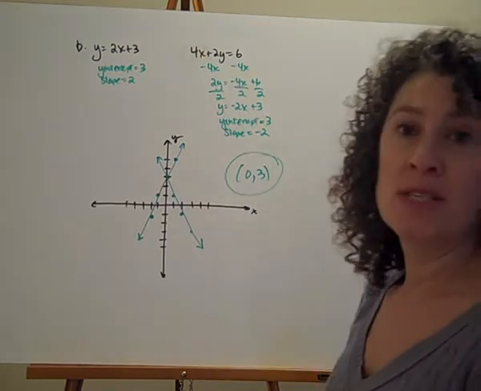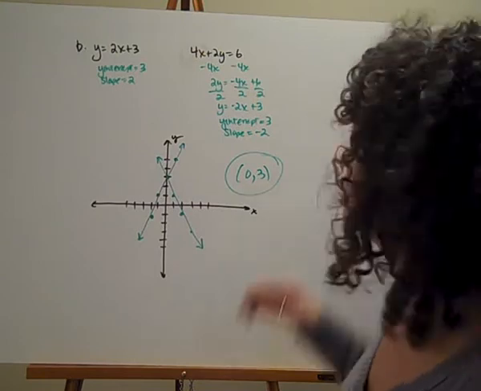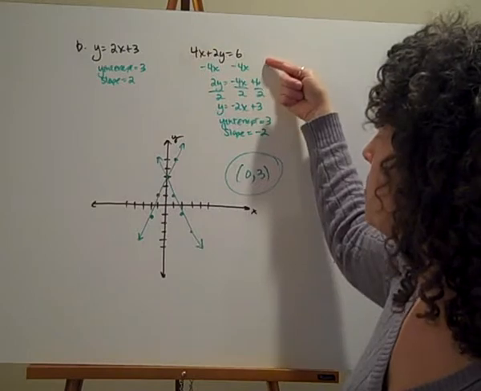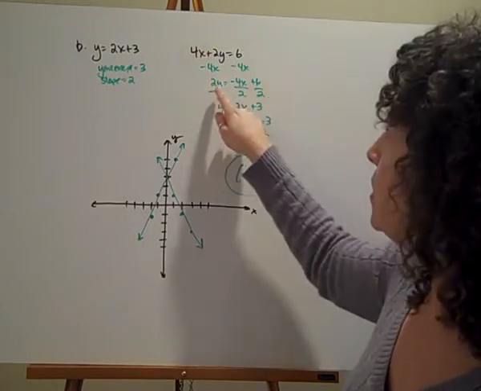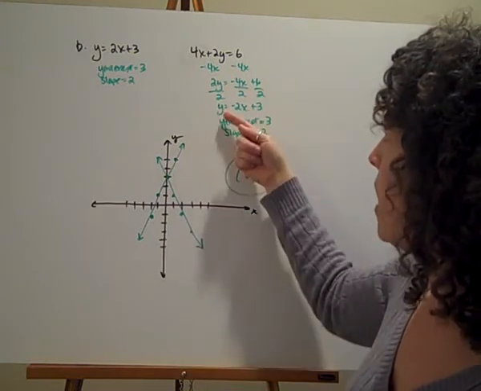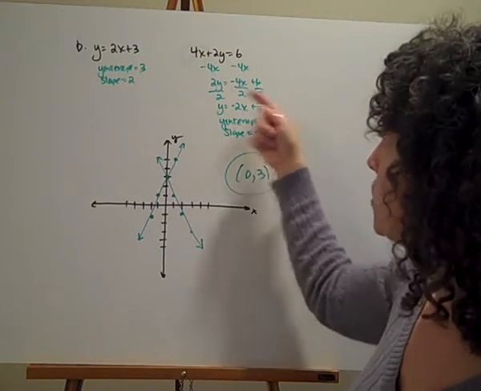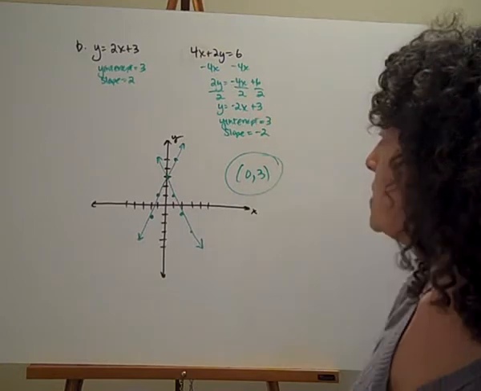Now my second equation is not in slope-intercept form, so I'm going to have to do some work to get it into slope-intercept form. I want to get the 2y by itself first, so I'm going to subtract 4x from both sides. So I have 2y equals negative 4x plus 6. I want to get the y by itself. I'm going to divide each of these by 2. So I get y equals negative 2x plus 3. So here's my equation. y equals negative 2x plus 3 has a y-intercept of 3 and a slope of negative 2.